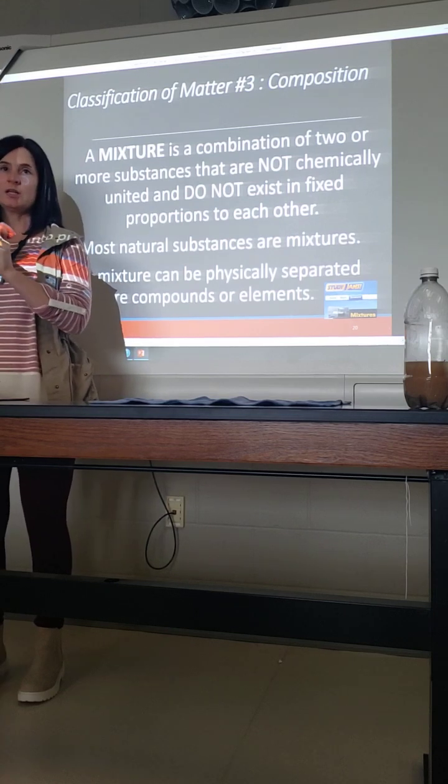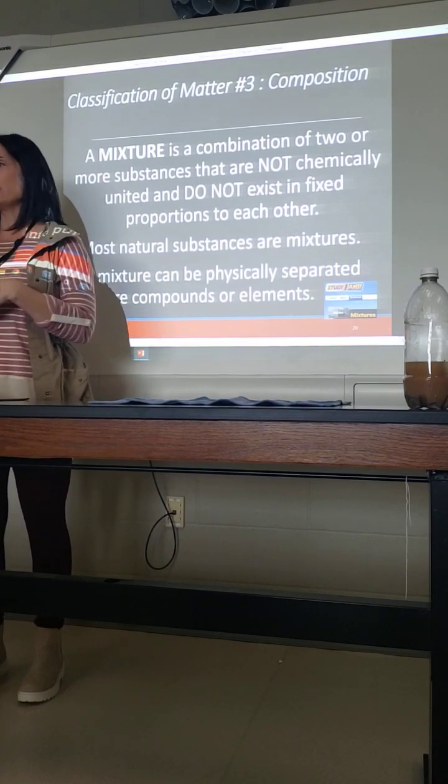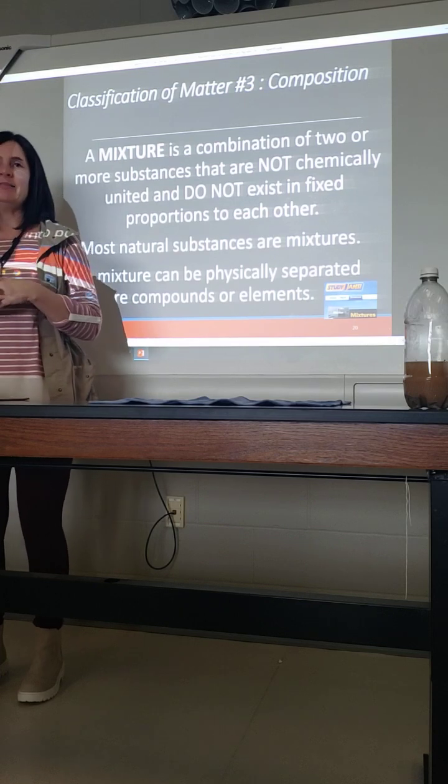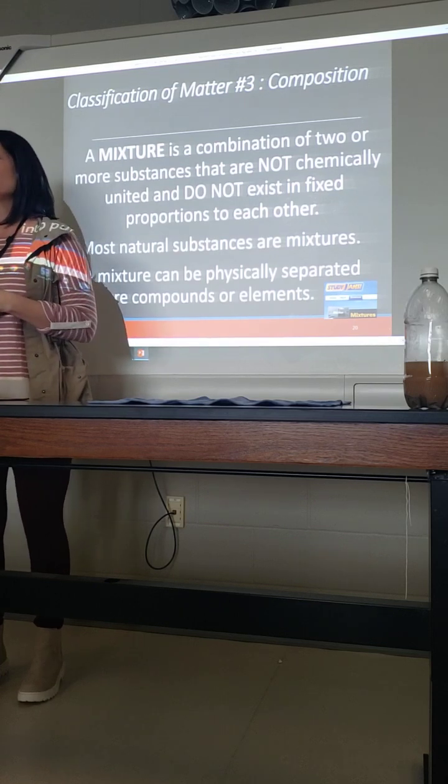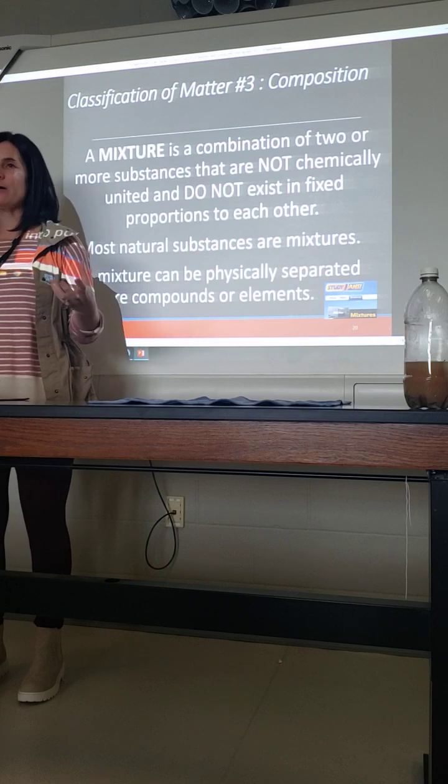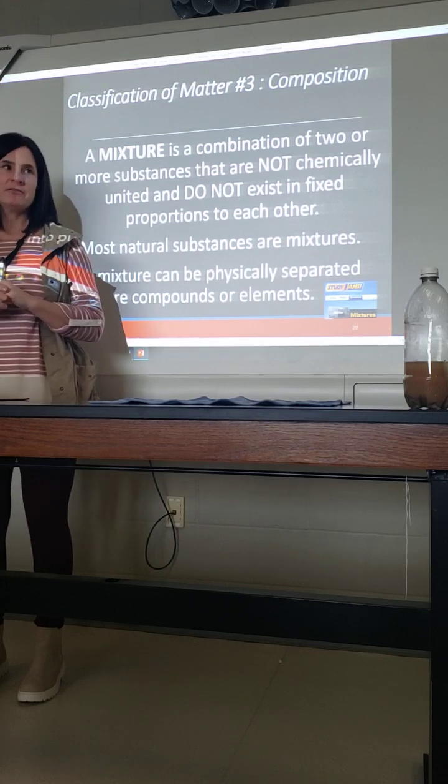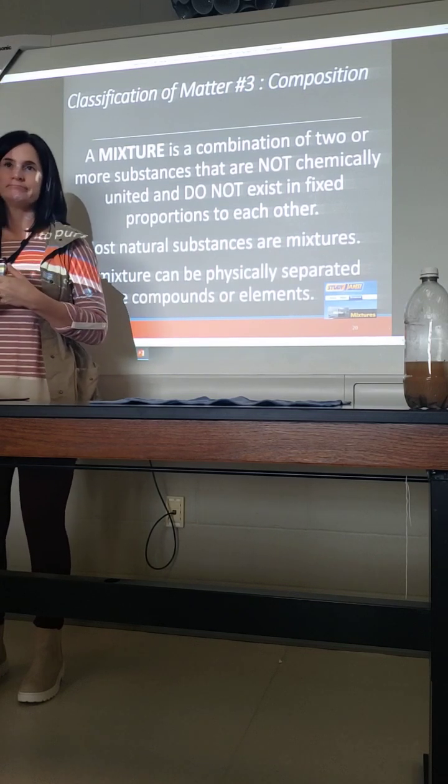So really, what you need to know, there's pure substances and there's mixtures. With mixtures, you're dealing with either homogeneously mixed or heterogeneously mixed. And then if you do have a mixture, you should be able to use physical properties to separate it out into their individual parts or components. Okay.